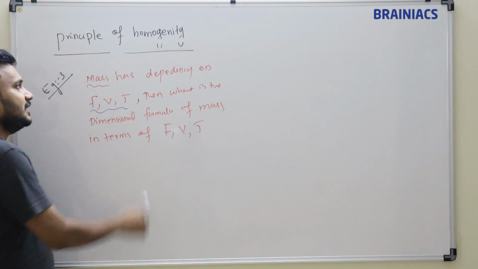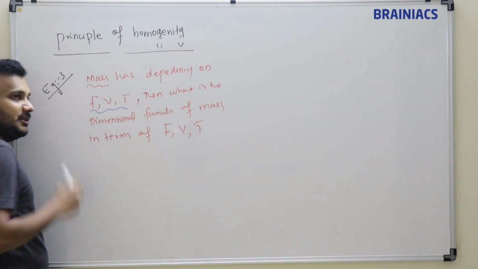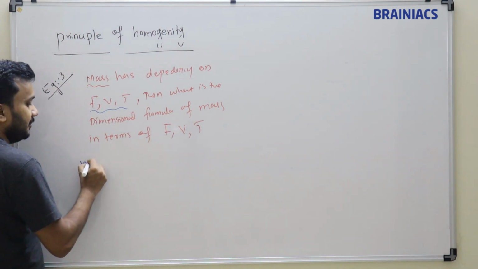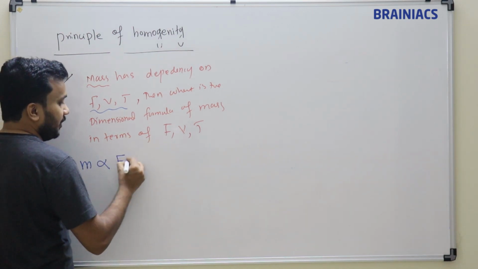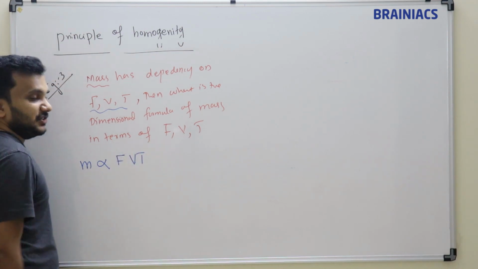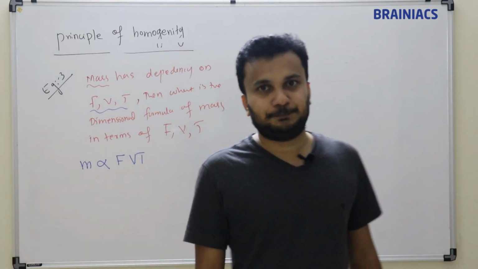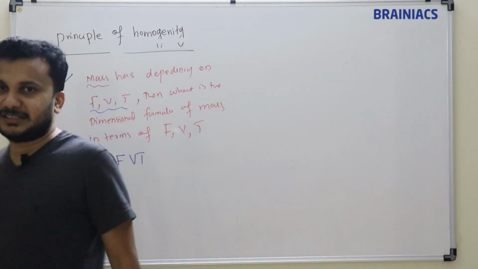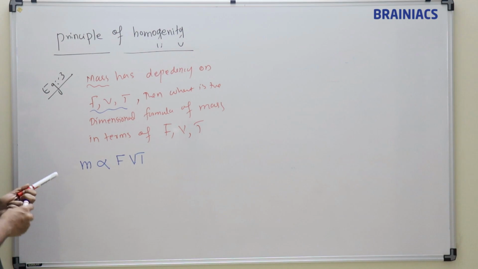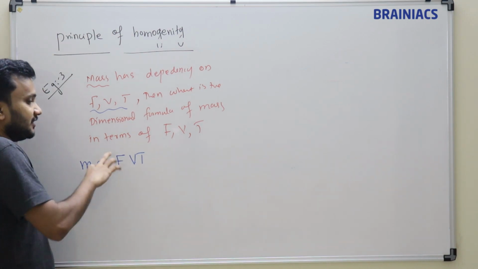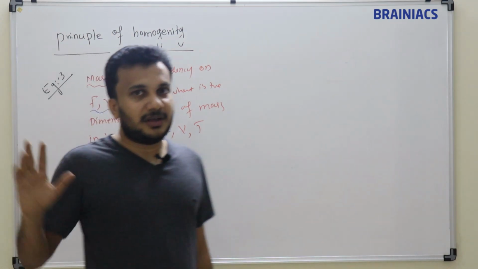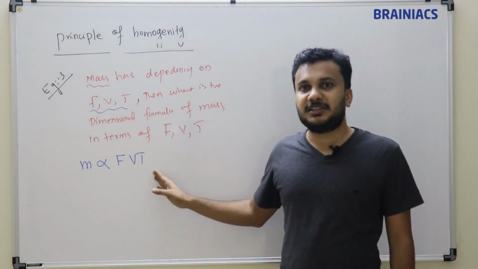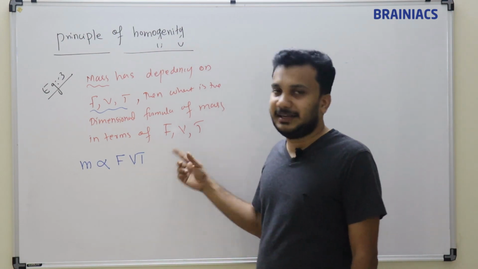The first point is, if some quantity depends upon other quantities, depends upon means you can immediately write M is directly proportional to FVT. This is the first step in this model of question. Depends upon means directly proportional. Sometimes it may change, and it may come as inverse proportion and so on. But for all this kind of question, the fundamental principle is M is proportional to FVT, because mass depends upon FVT.